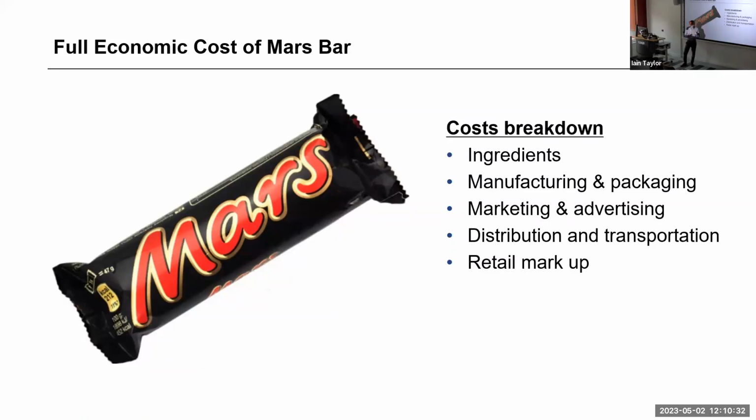So does anyone want to have a guess at what percentage of the cost of a Mars bar is the ingredients? I have a prize for this, and you won't guess what the prize is. Anyone want to put out, Mary Kate? 5%. Any advances on 5%? 10. 8. How many, sorry? 8. 1.5. It's actually a bit more, it's 27%. So David, you win the prize. I'll leave this here for you.